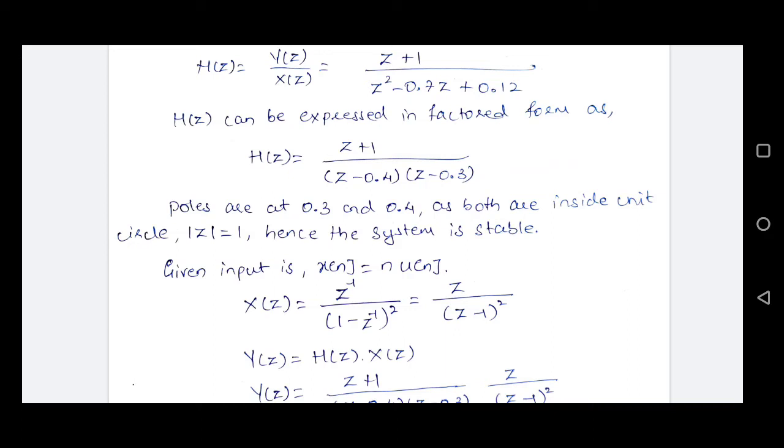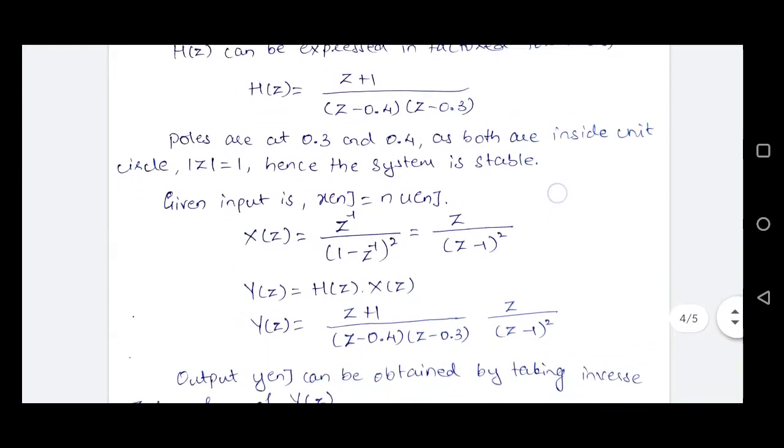And according to the stability condition we studied in the previous class, all the poles of a stable linear time invariant system should be inside the unit circle. Here they are inside the unit circle. Therefore, the system described by the given difference equation is a stable linear time invariant system.